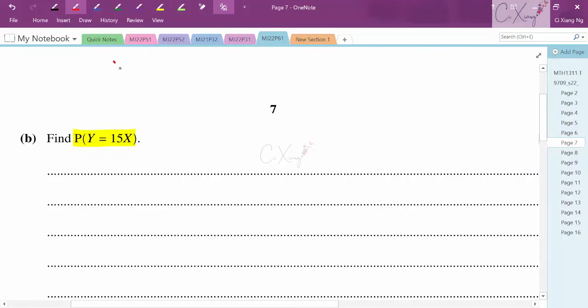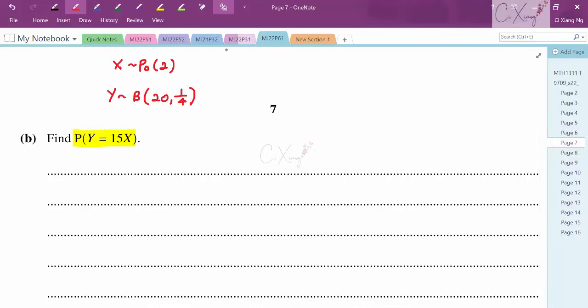Okay, so let's just recall again. Our x is Poisson distributed where the mean is 2. And for the y, it's binomial distributed where our n is 20 and then we're having 1 over 4.